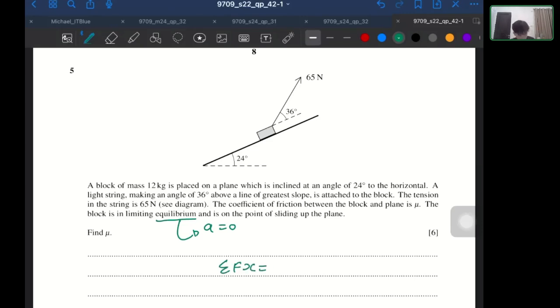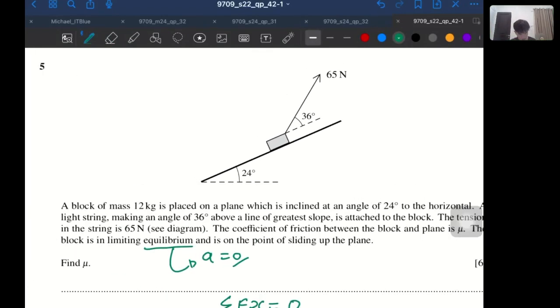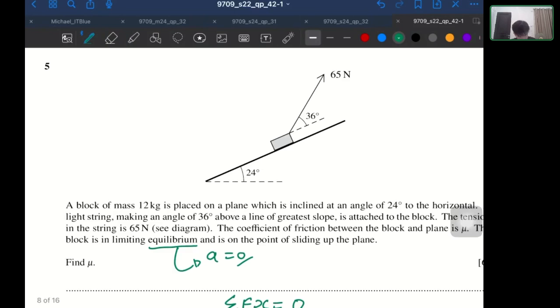ΣFx is equal to ma. But since the acceleration is 0, the ma would be 0. Okay, now let's manipulate the picture with the data given. First, we have the mass, so this one would be the weight. So what is weight? It is actually mass times gravity. So the weight would be 120.